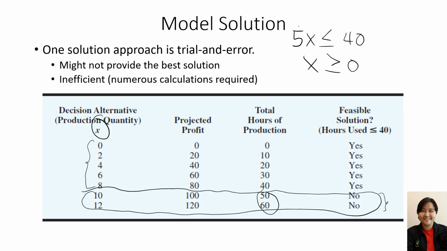The trial and error approach would mean testing and evaluating the model under various production quantities or values of x. Through this process of evaluating selected decision alternatives, a decision maker can identify a good and possibly the best feasible solution to the problem. This solution would then be the recommended decision for the problem, which is obviously x equal to 8 because it has the highest projected profit of $80.